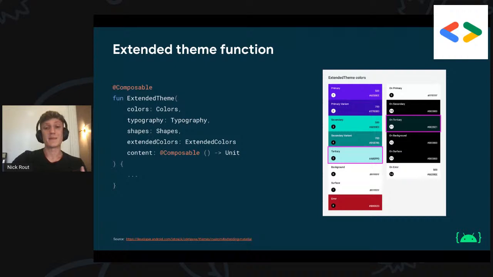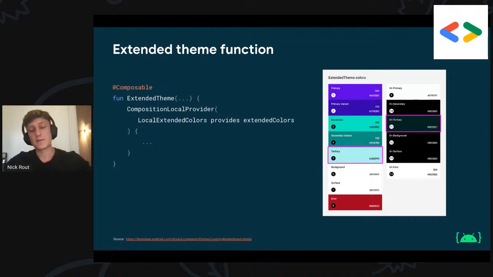We then create our theme function, which I've named ExtendedTheme. The initial parameters for this are going to be all the things that you would expect to pass to a material theme, because remember that we want to keep all the material theming values. Then our additional extendedColors parameter, which is going to model our extended colors, and then our content parameter.